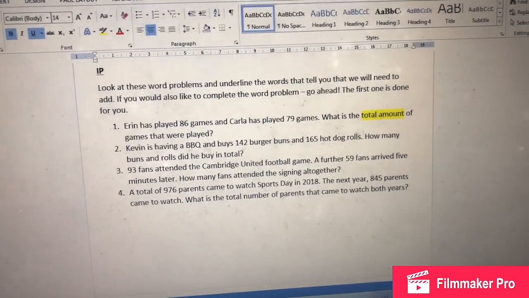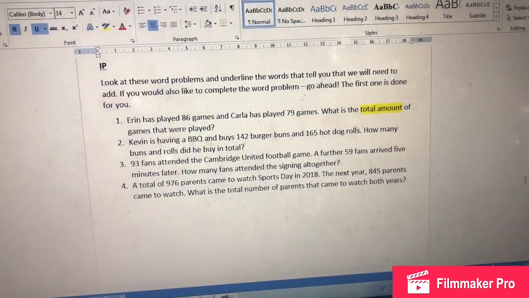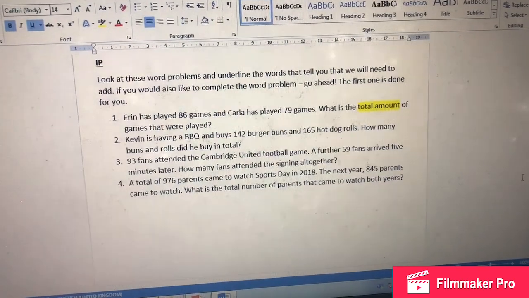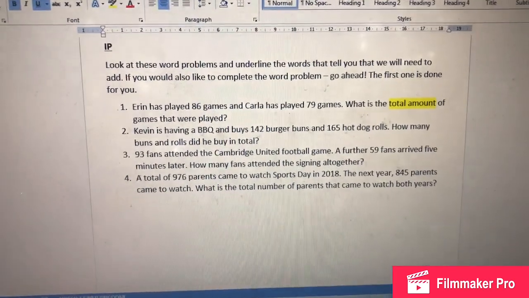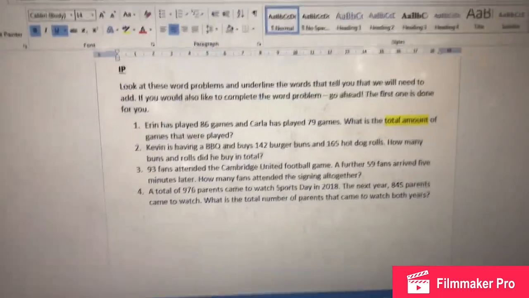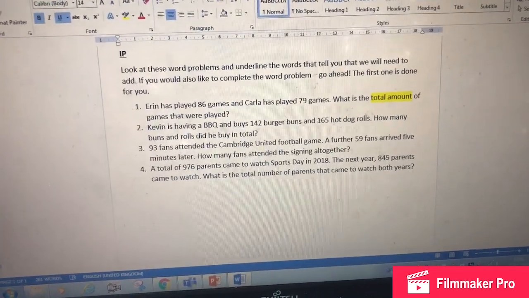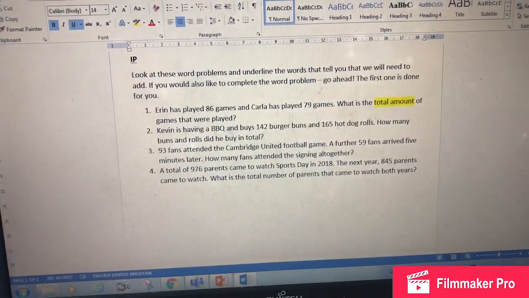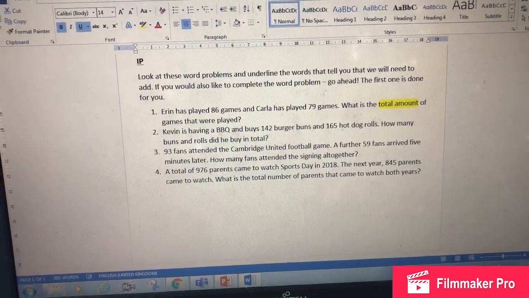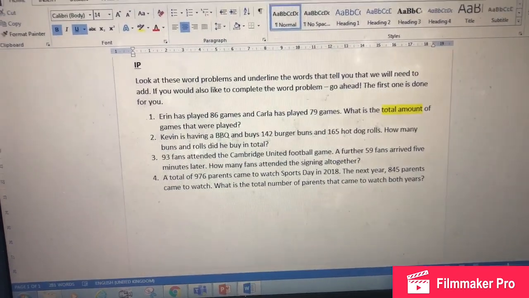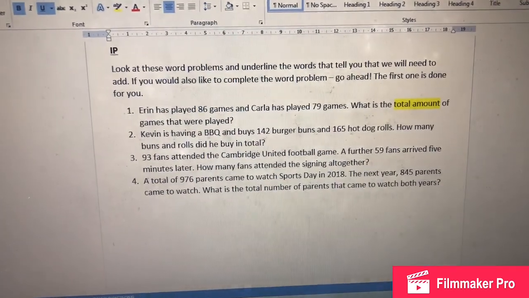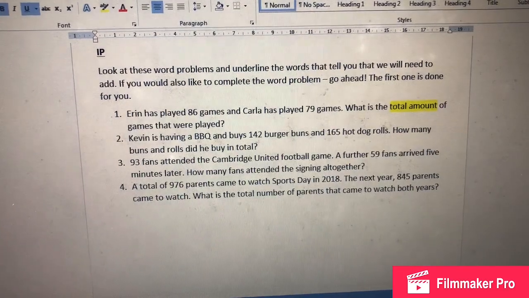So this says Erin has played 86 games and Carla has played 79 games. What is the total amount of games that were played? And there I have highlighted total amount, so that asks us to amount up how many games have been played. If you don't have a printer and you haven't printed this out, you could always write down on a piece of paper those words that tell us it's an addition word problem.